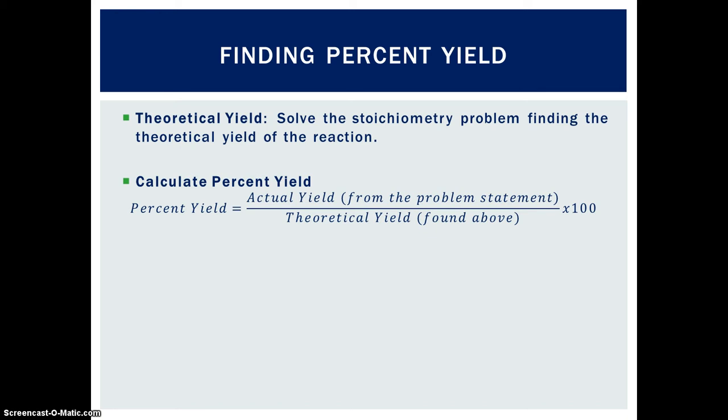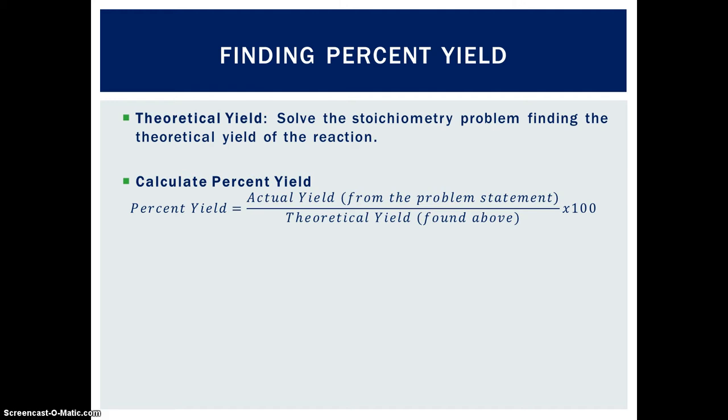So the theoretical yield, how do we get that? Well, we solve a stoichiometry problem, finding the theoretical yield of the reaction. So just as we've been doing the past couple of days, stoichiometry. To find the percent yield, we need to take the actual yield from the problem statement and divide it by the theoretical yield that we find from stoichiometry and multiply by 100. So percent yield is actual over theoretical: the one given in the problem statement divided by the one that you expect from your calculations.